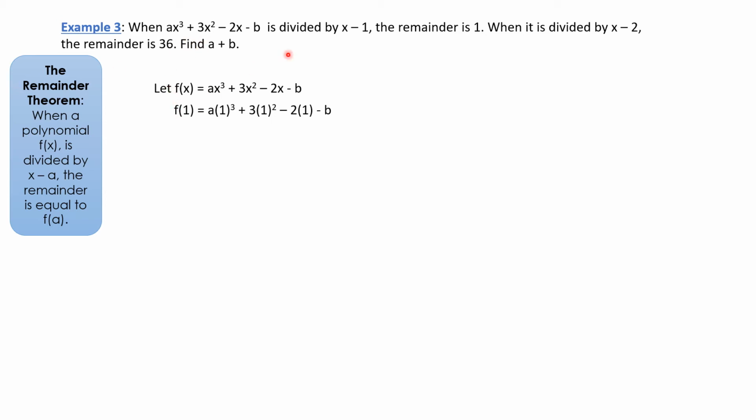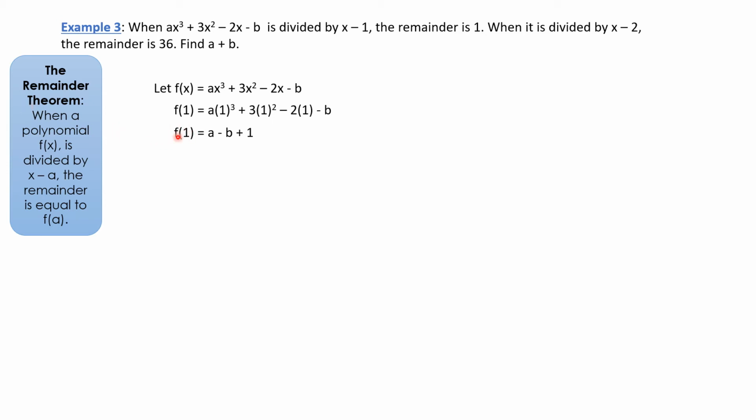So f at 1, we're going to look at this clue right here. When it's divided by x minus 1, that means I'm subbing in a 1 from here, subbing in a 1 into all of these x's. And just tidying that up a bit, we have f at 1 equals a minus b plus 1.